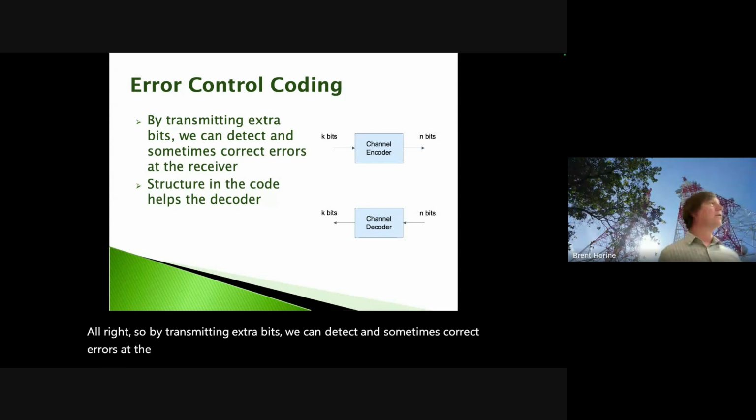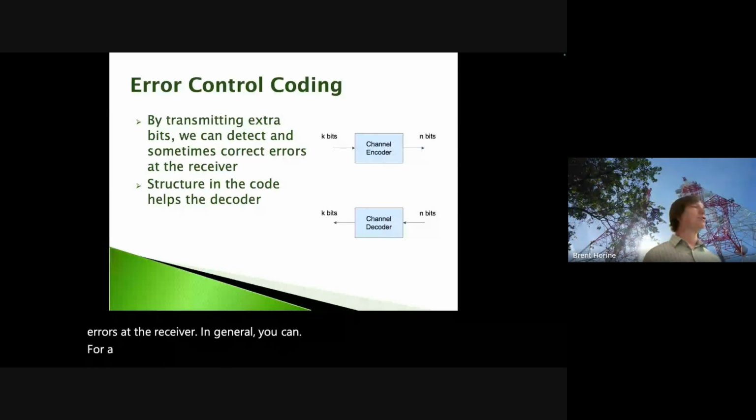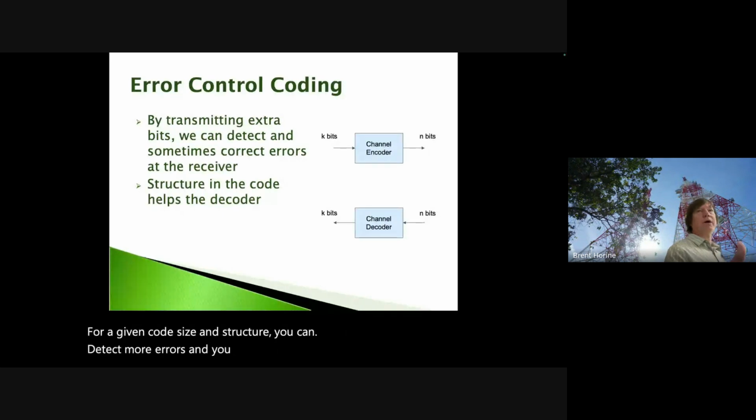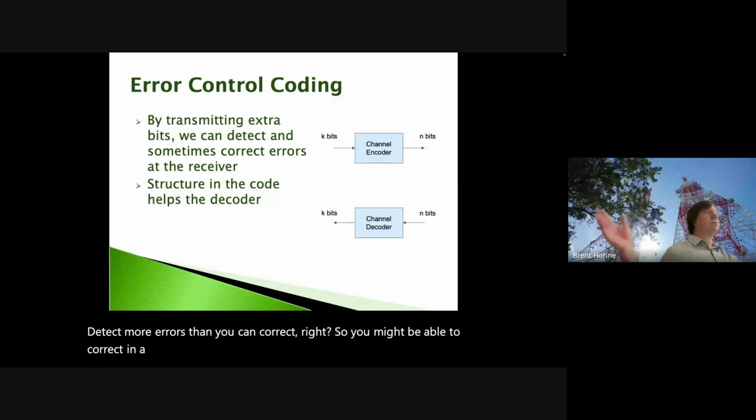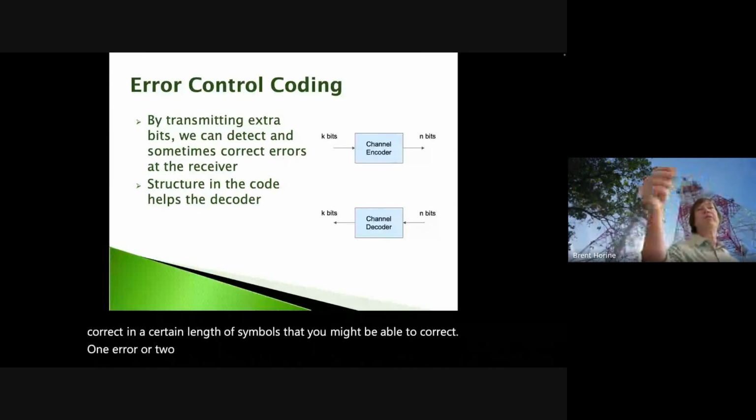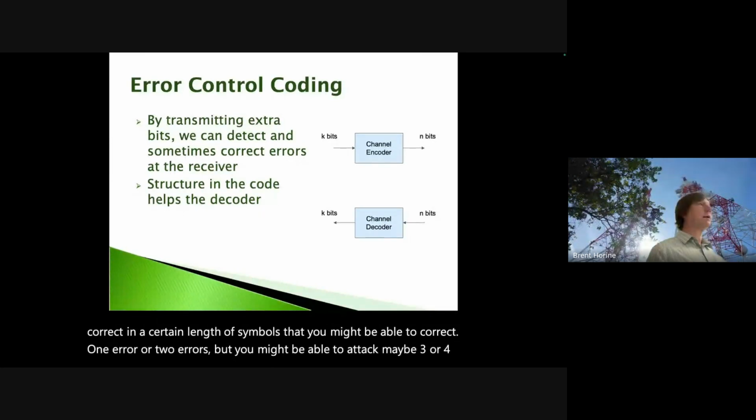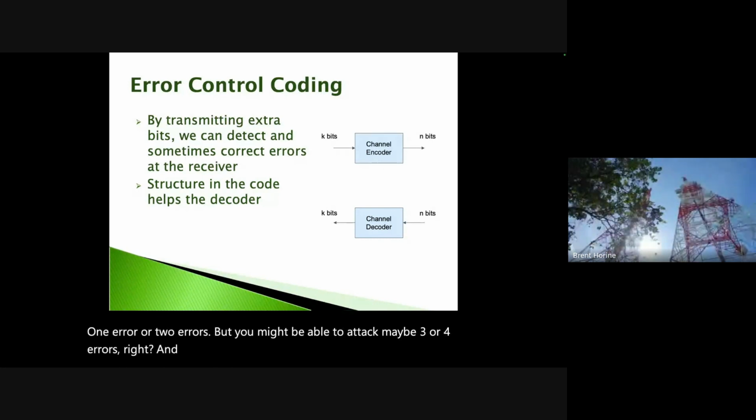In general, for a given code size and structure, you can detect more errors than you can correct, right? So you might be able to correct one error or two errors in a certain length of symbols, but you might be able to detect maybe 3 or 4 errors, right? So it's the structure in the code that helps the decoder, right?